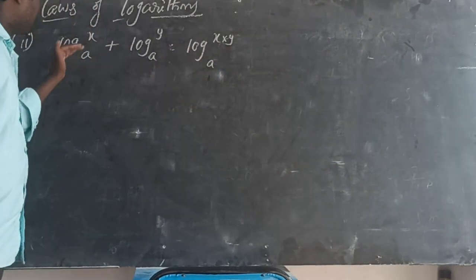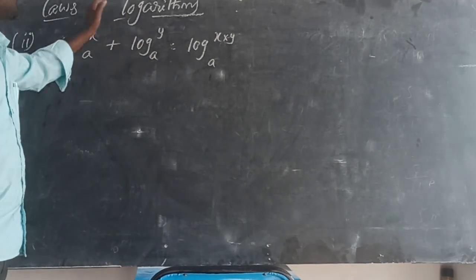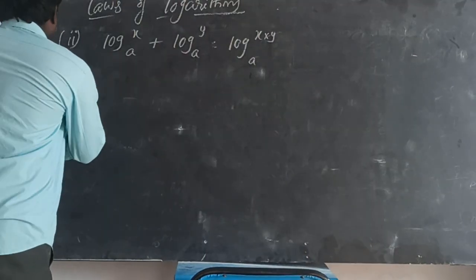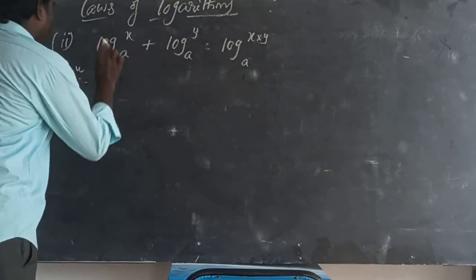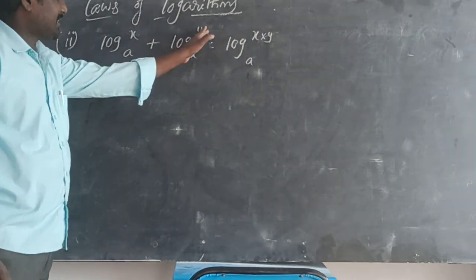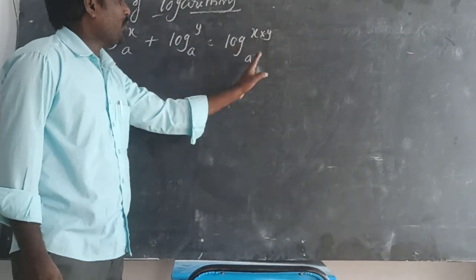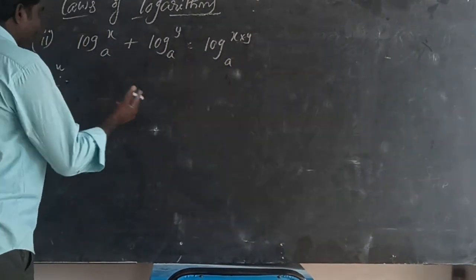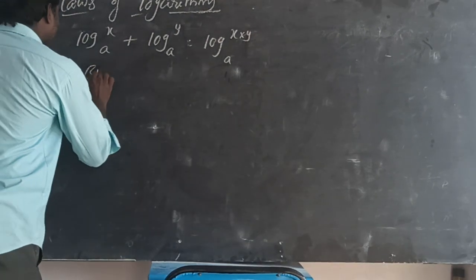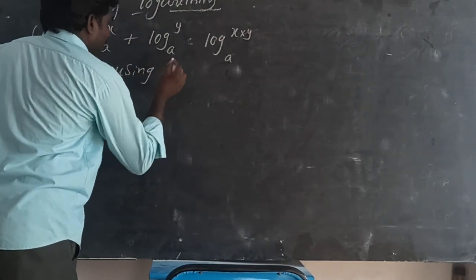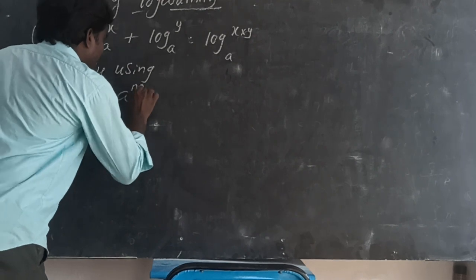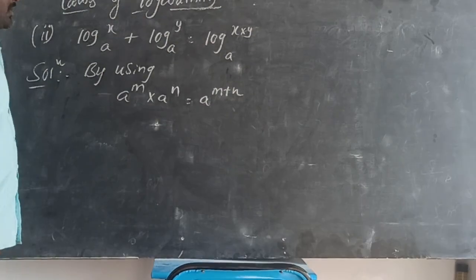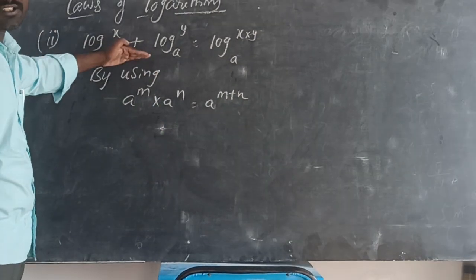For the proof of this logarithm law you can use the laws of exponents. How can you prove log x base a plus log y base a is equal to log x into y base a? By using the law of exponent a power m into a power n is equal to a power m plus n. By using this exponent form, you can prove this law of logarithm.